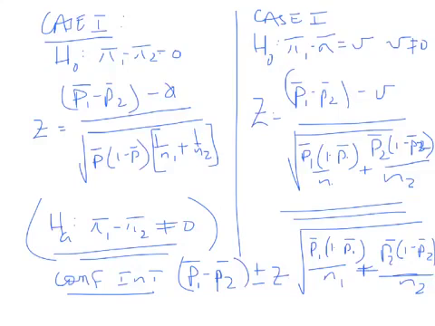Good. So we will review those concepts and make sure that we understand how to go ahead and calculate or do a z-test for the difference between two population proportions.